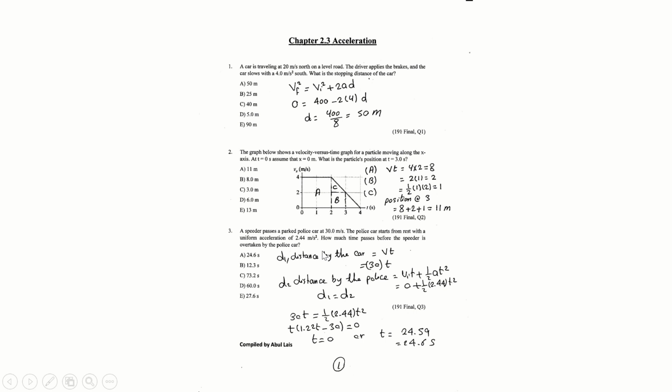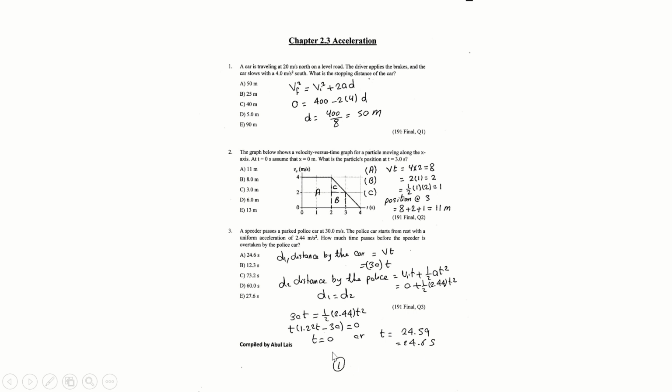Now, in order for the police to catch the car, these two distances must equal each other. So d1 must equal d2. That means that 30t equals half multiplied by 2.44 times t squared. Now, I need to solve this equation. So I get half times 2.44t squared minus 30t equals 0. If I take t as a common factor, then I end up with two solutions of this equation. It's either t equals 0 or t equals 24.6 seconds.